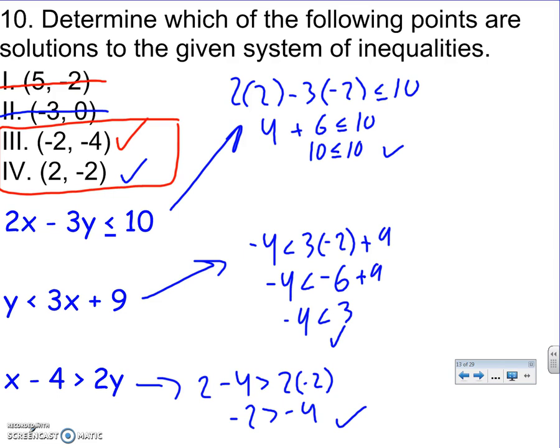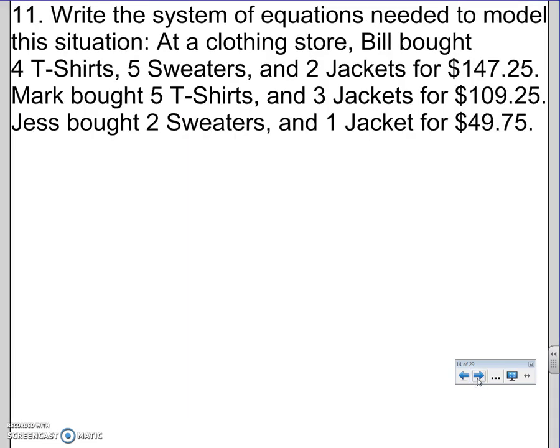We just finished number 10, so now on to number 11. Write the system needed for the situation. At a clothing store, Bill bought 4 t-shirts, 5 sweaters, 2 jackets, pay that much. Mark bought those things, pay that much. Jess bought those things, pay that much. It just says write the system, not solve it. But this is a person by person by person thing.